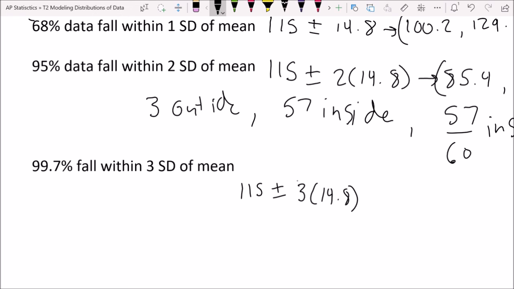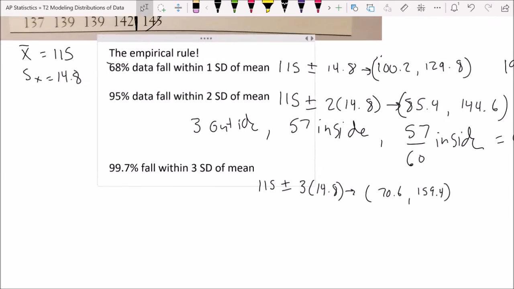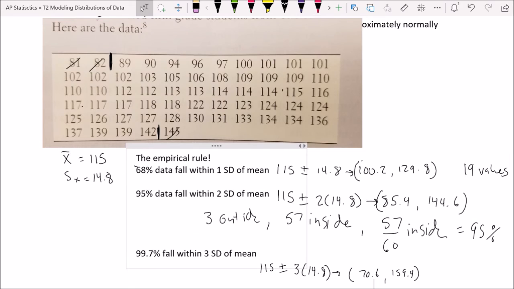And I guess I did the upper one first this time. So I got, for the upper, 159.4. And for the lower, 70.6. So back to the data we go. And at a quick glance, I can see right away that all of the data values fall between 70 and 159. And so without even doing a calculation, it's easy for me to see that 100% of the data are within right here.